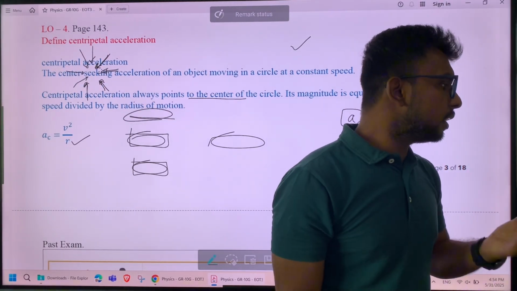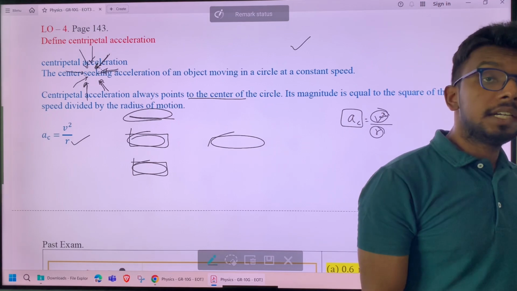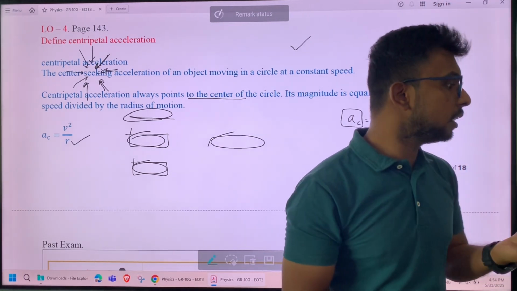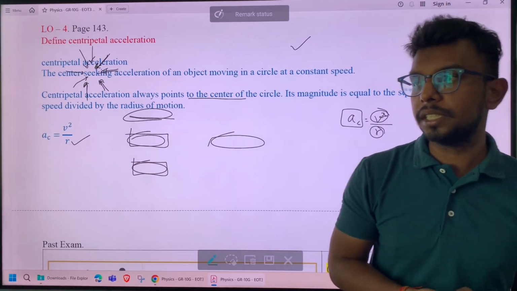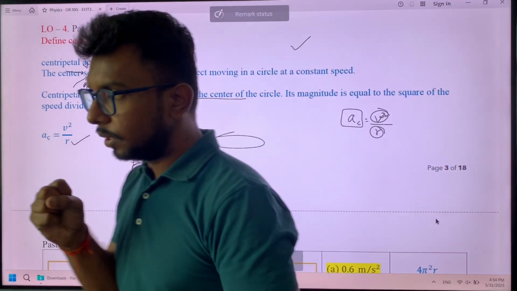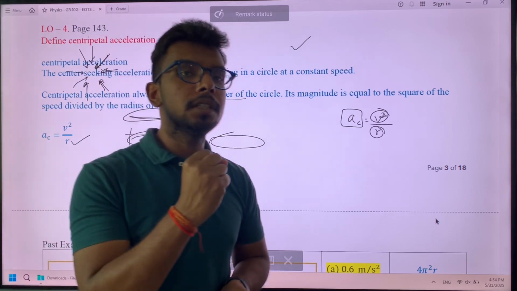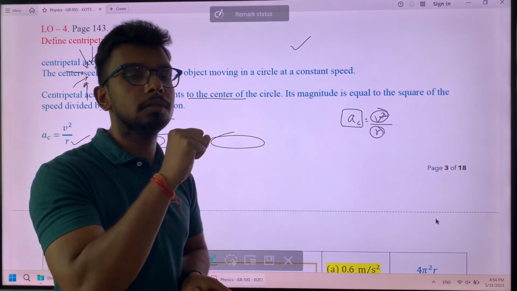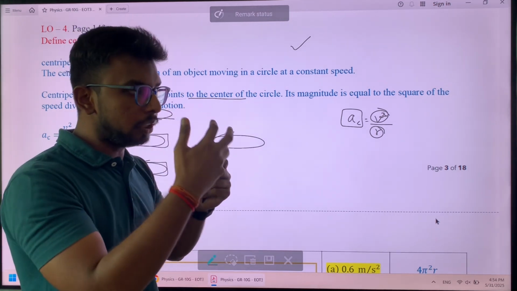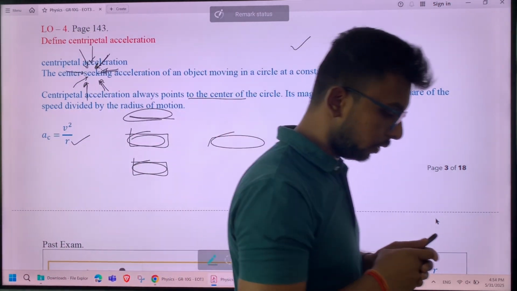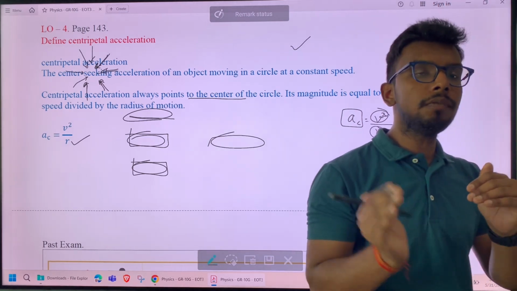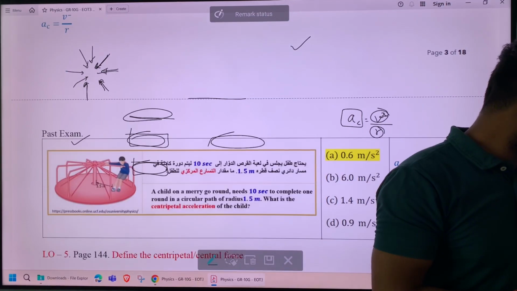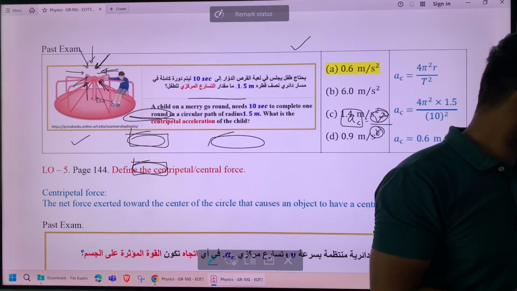Define centripetal acceleration. Again, a simple situation. You have to find out what exactly centripetal acceleration is. It is the acceleration due to a force which keeps the circle intact, or basically holds the body in circular motion, and it keeps pulling it towards the center. Otherwise, the object will fly off. The expression for centripetal acceleration is given as v square by r.